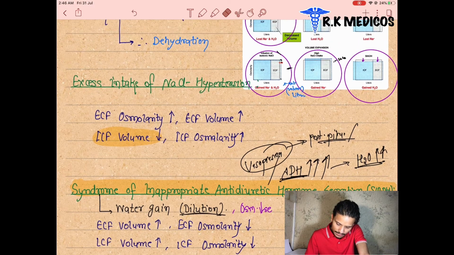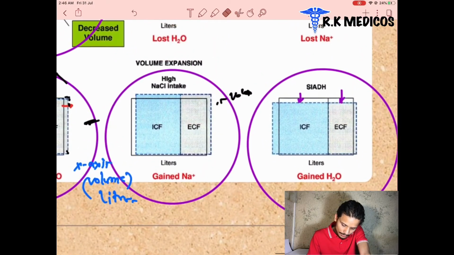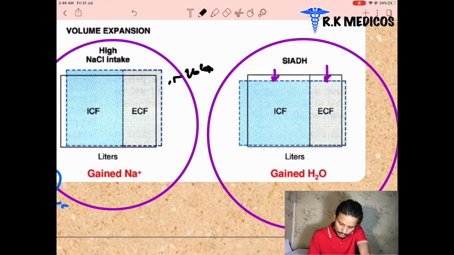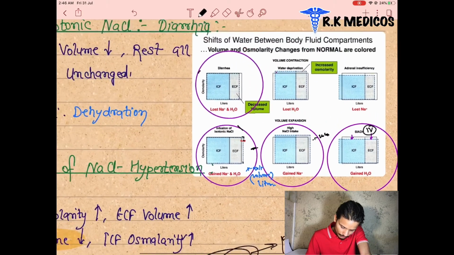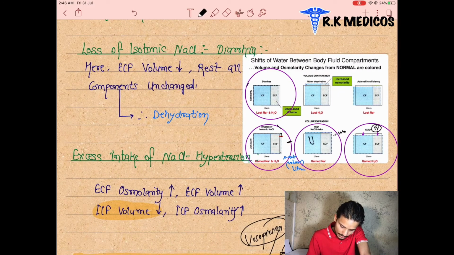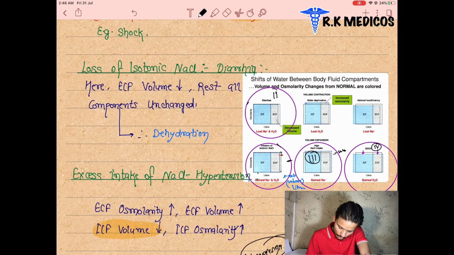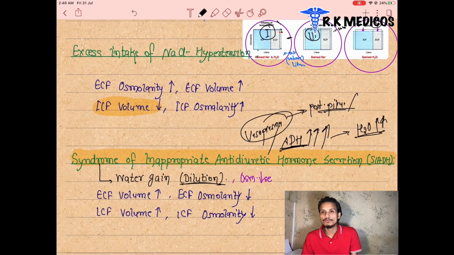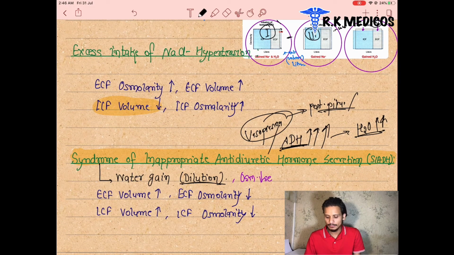In this phase, SIADH. This is the fourth section. Where is the third one? Here is the third one. Where is the second one? Here is the first one. These are the four categories you have to know. This is all about the cellular fluids, and this is also all about general physiology. Here we finish everything about general physiology.